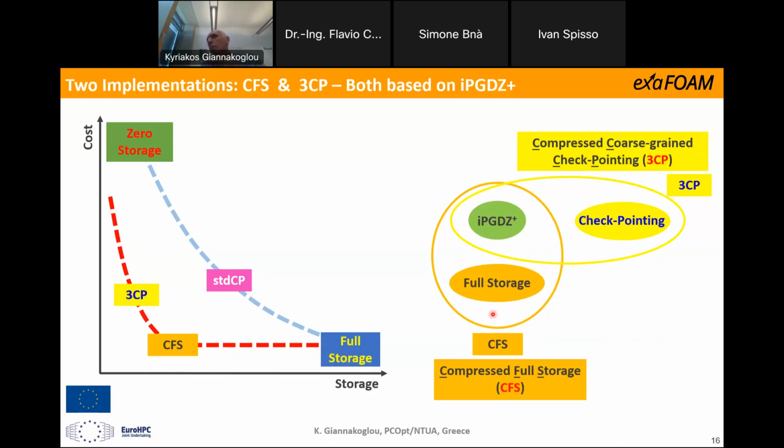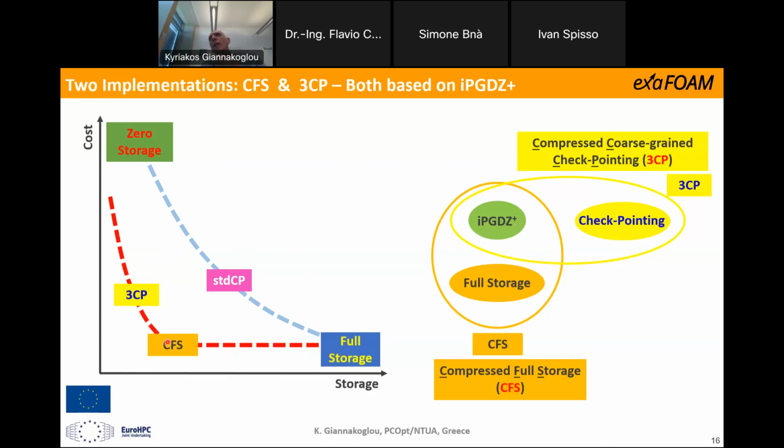IPGT-Z+. This is the so-called CFS algorithm. So we reduce the storage requirements, and of course, as you will see, we reduce also the cost. Next to this, in order to additionally profit from checkpointing, we have developed a second method, which is called compressed coarse-grained checkpointing, or 3CP in short, in which case we are applying checkpointing in time windows this time, and what we get from checkpointing is compressed using the IPGT-Z+ algorithm.